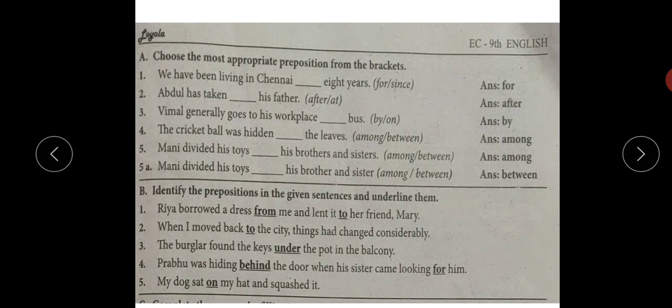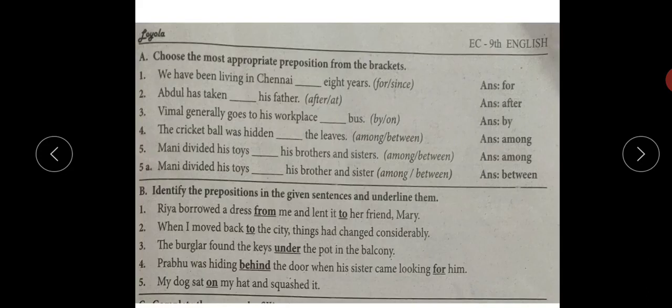The next one: identify the prepositions in the given sentences and underline them. So as I said, that will be easier for you to identify. Ria borrowed a dress from me and lent it to her friend again. So இந்த இடத்துல from and to. And lent it to her friend, அவளுக்கு கொடுத்தா. So again from and to are the prepositions.